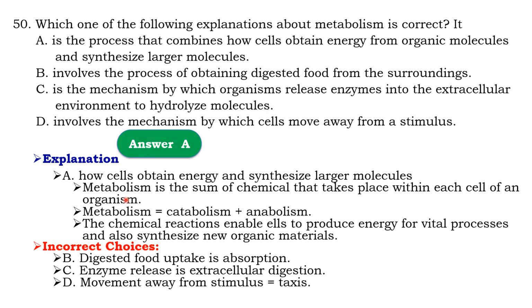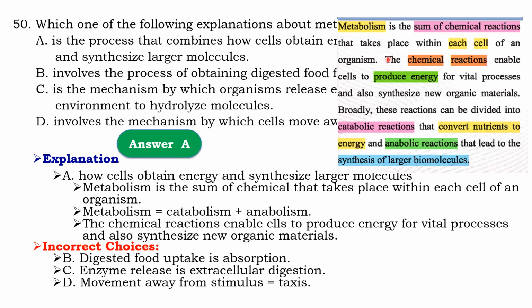It is a process that combines how cells obtain energy from organic molecules and synthesize larger molecules. It means that metabolism is the sum of chemical reactions that take place within each cell of an organism. Metabolism includes catabolism and anabolism. The chemical reactions enable cells to produce energy for vital processes and also synthesize new organic materials. Looking at the other choices, option B, digested food uptake is absorption. Option C, enzyme release is extracellular digestion. Option D, movement away from a stimulus is taxis. So the answer should be A.